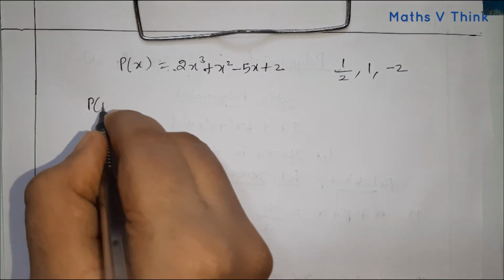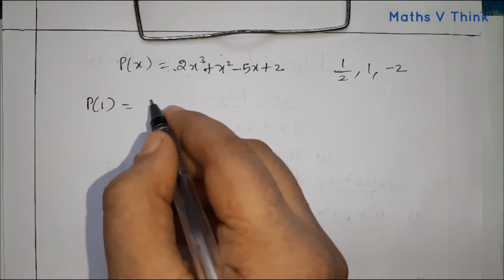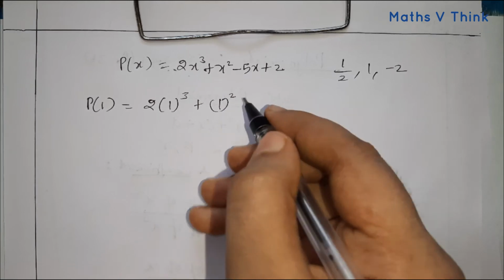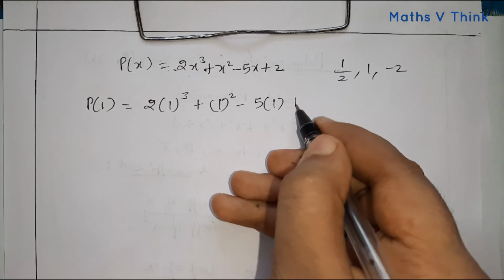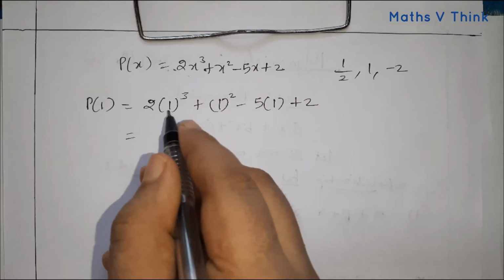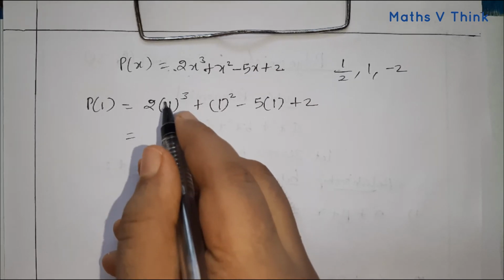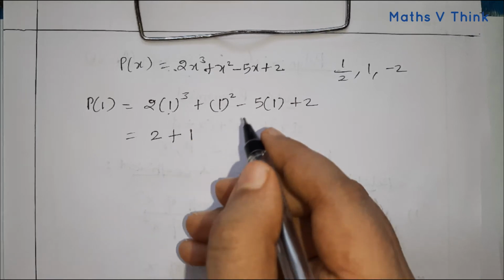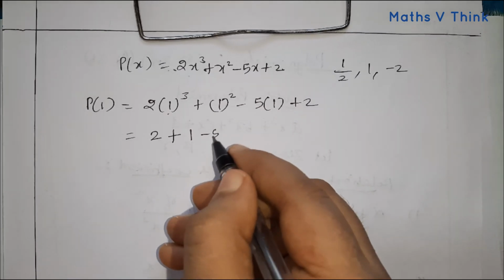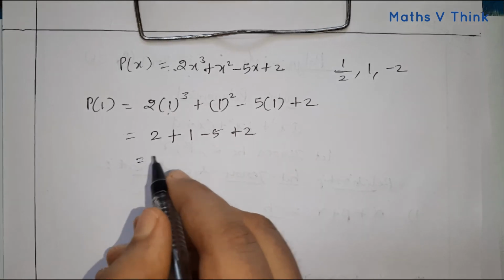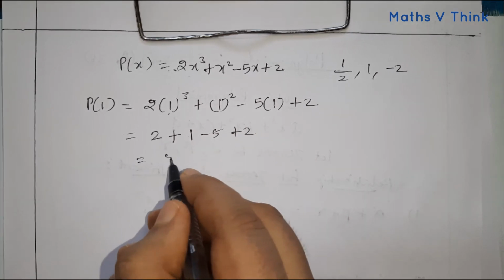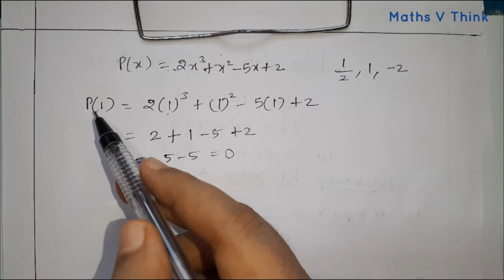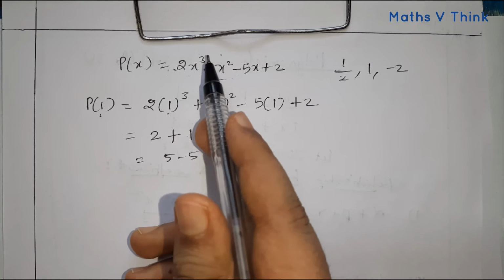Now p of 1. Substituting 1 in the place of x, 2 into 1 cube plus 1 square minus 5 into 1 plus 2. So 2 into 1, 1 cube is nothing but 1, 1 twos are 2. Same way 1 square is 1. Minus 5 into 1 is minus 5, plus 2. So 2 plus 1 plus 2 is 5, minus 5 is 0. So we got 0, so we can tell 1 is the zero of this cubic polynomial.